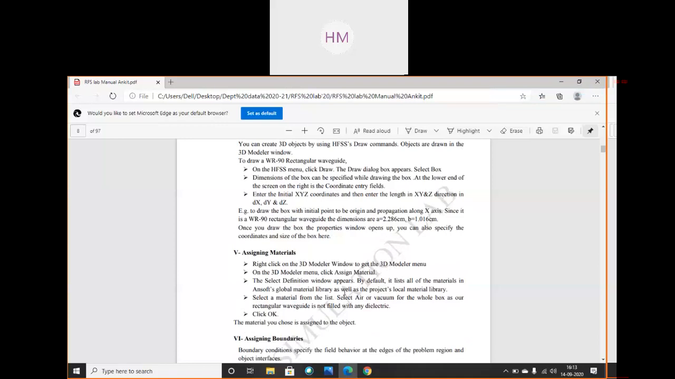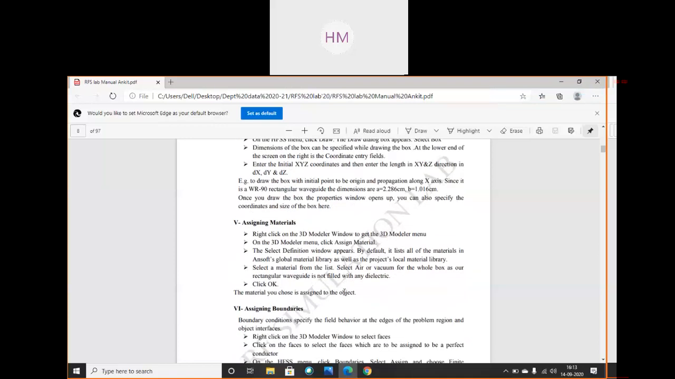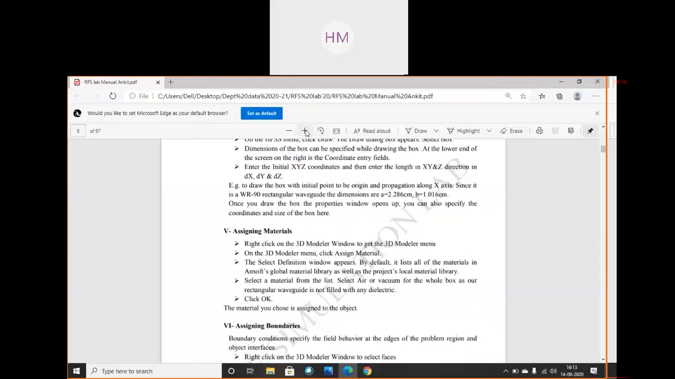Different types of materials are available. For a particular box, you can assign material. Then you can select a material from the list, select air or vacuum for the whole box, as a rectangular waveguide is not filled with any dielectric. We all know a rectangular waveguide is not filled with any dielectric material. We will just use air or vacuum. Click OK in assigning material. The material you choose is assigned to the object.